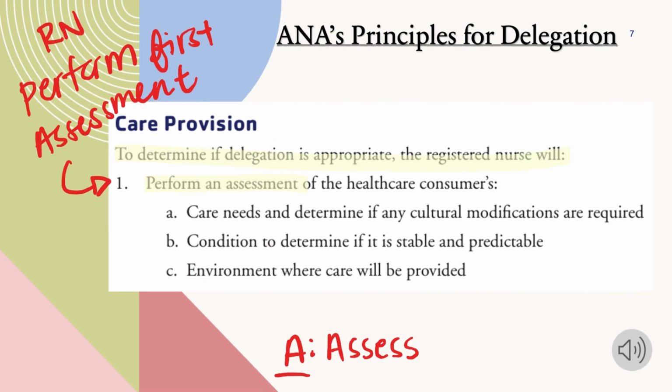The first step, of course, is assessing. As an RN, we will be able to determine if we are able to delegate a certain patient to a subordinate. We must first perform an assessment of our patient or healthcare consumer's needs and condition, and we need to be aware of the environment where the care is going to be provided for this patient.